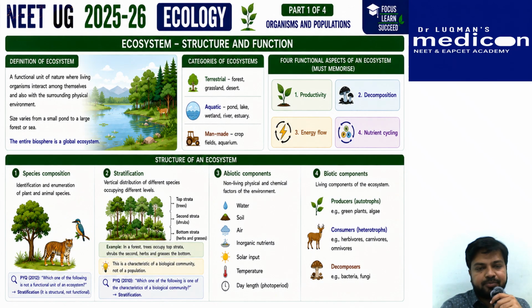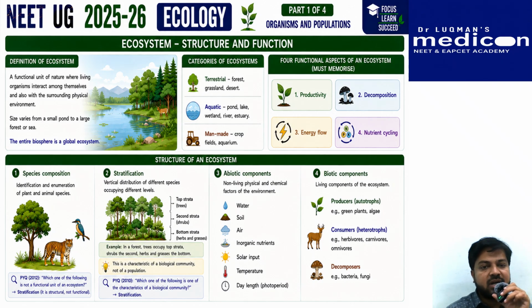Let's go. Definition of ecosystem: a functional unit of nature, where living organisms interact among themselves and also with the surrounding physical environment. It means the system for ecology is called an ecosystem, because the definition of ecology was also similar. Size varies from a small pond to a large forest or a sea. There could be many types of ecosystem. The entire biosphere is a global ecosystem.